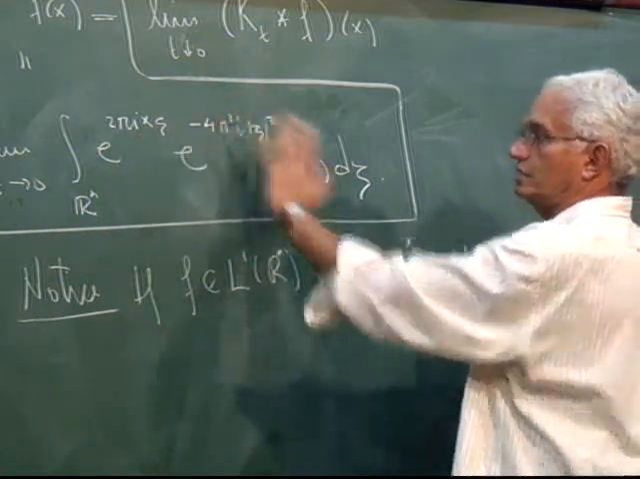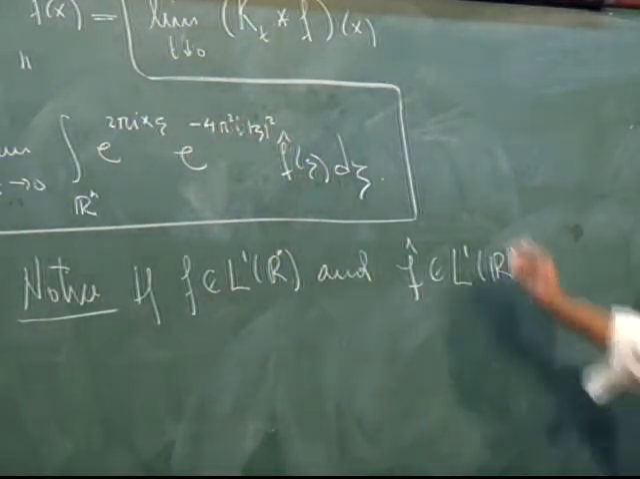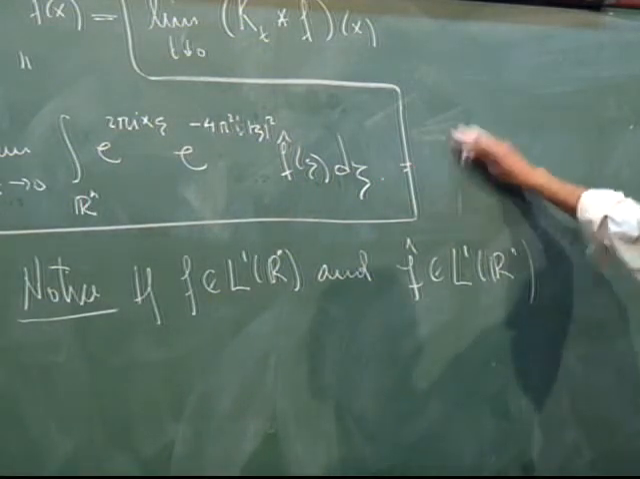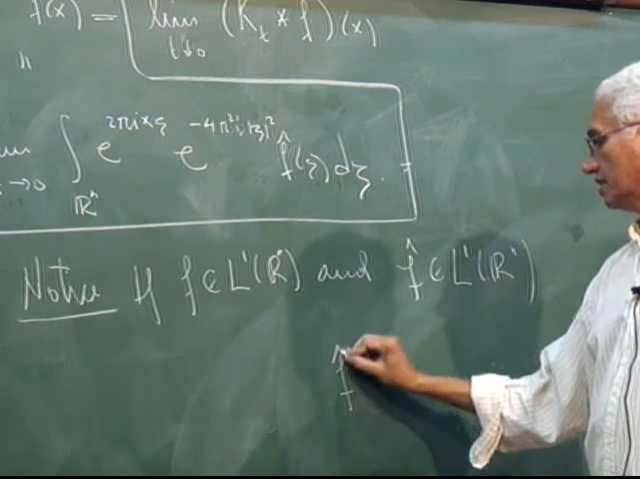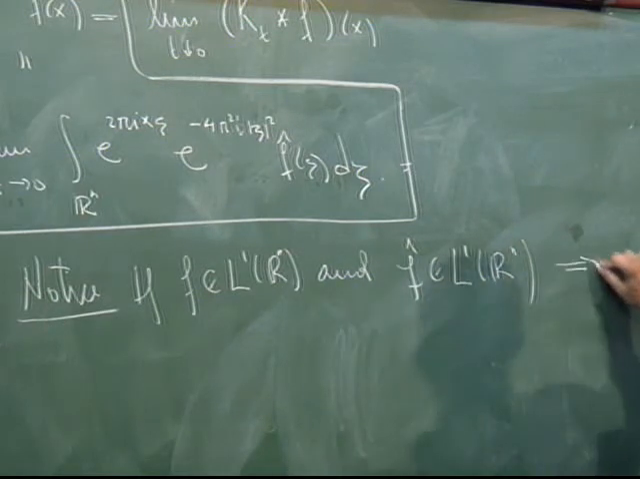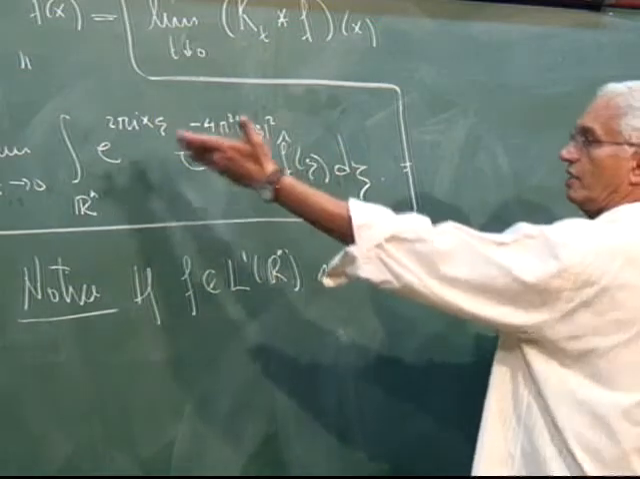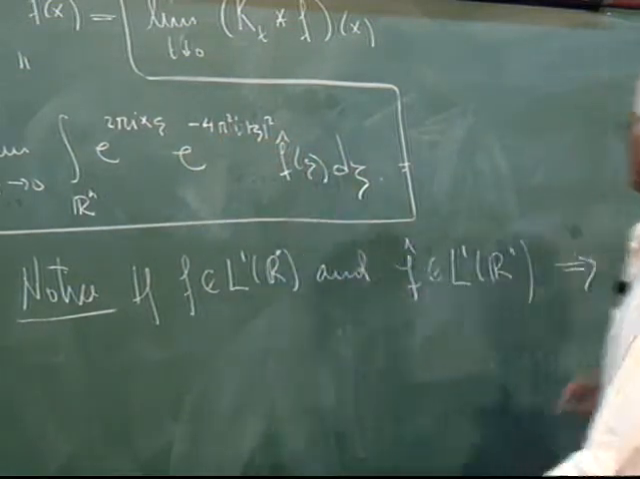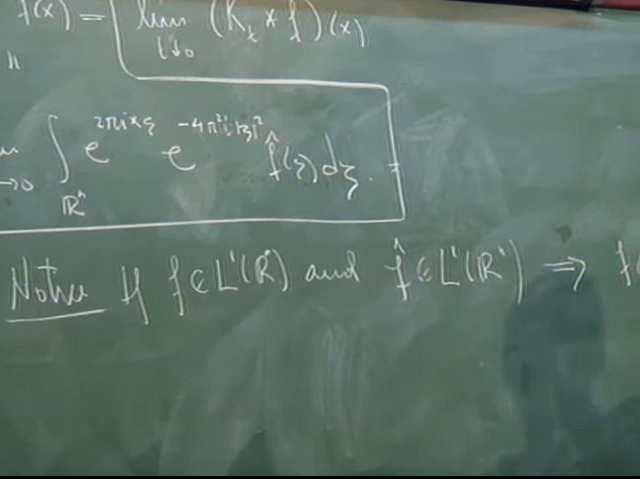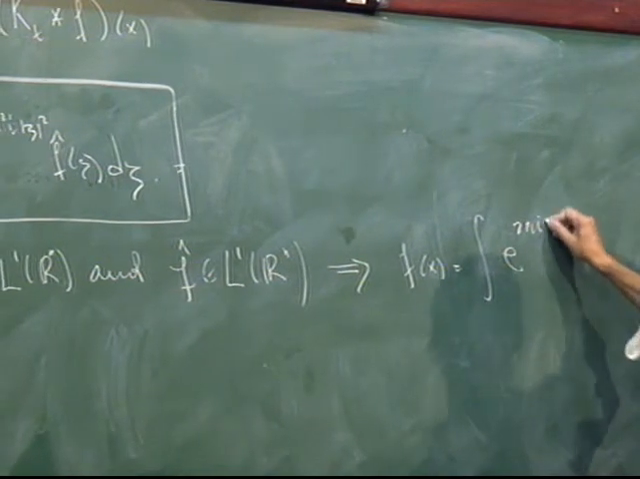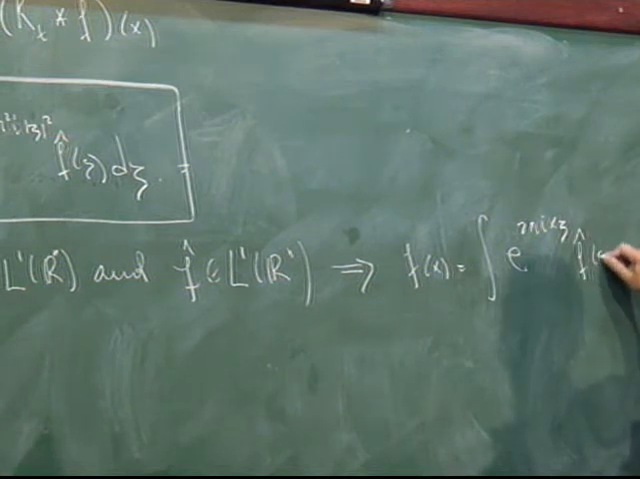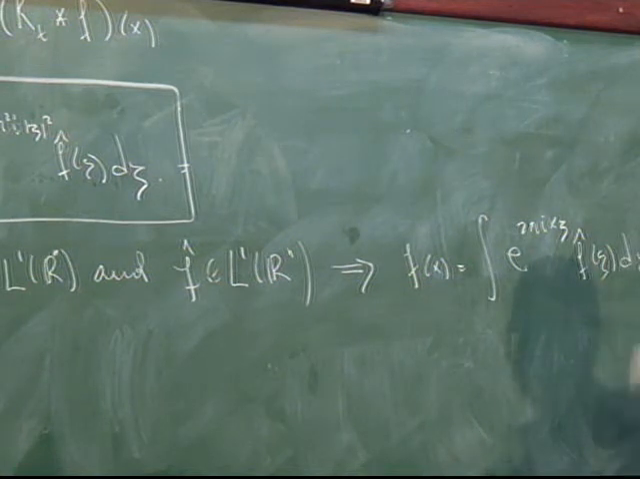you can pass the limit inside. You have that this limit will be equal to this limit. In that case, we can pass the limit inside because the limit of the integral is the integral of the limit. Then you have, in the L1 sense, f of x is equal to the integral of exponential of 2 pi i x xi times f hat of xi d xi. Okay?